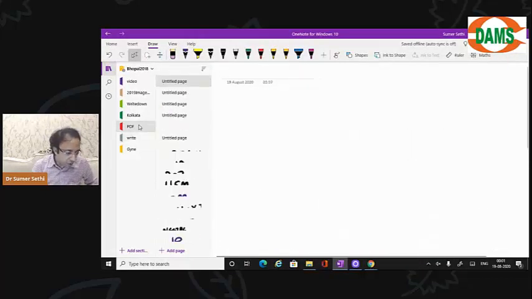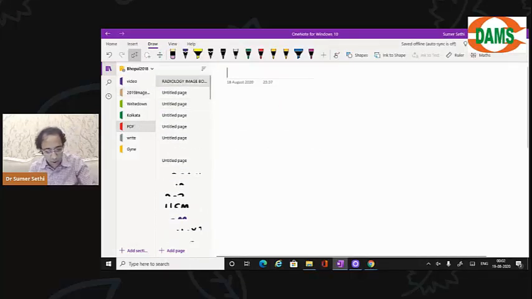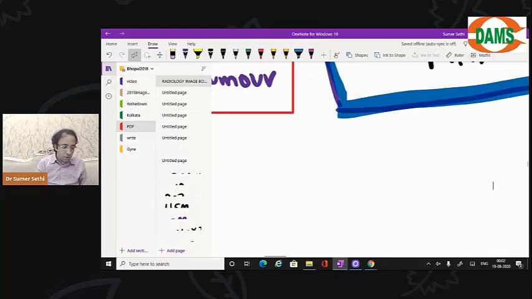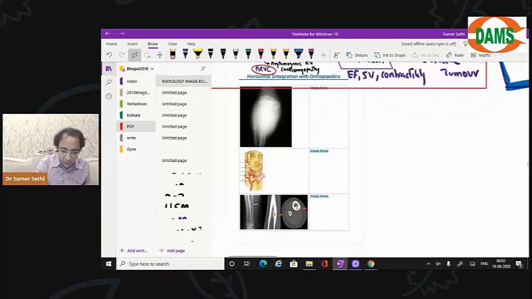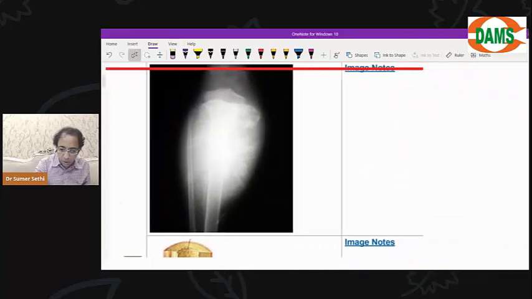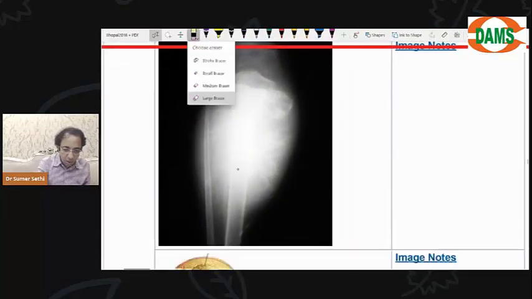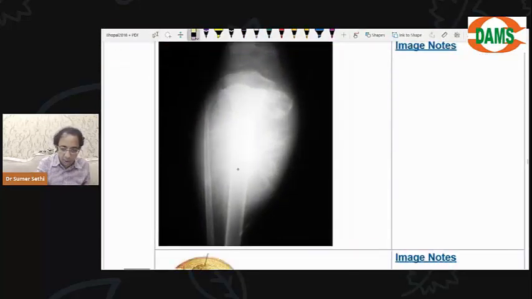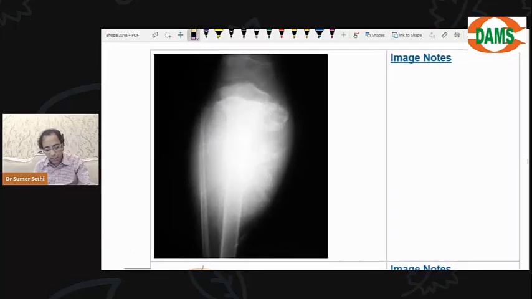Okay, Ewing's also will show Codman triangle. Now, once you are able to see this, I will now show you some X-rays to make sure that we really understand the concept. Okay, let's see the first X-ray on a bone X-ray. Now, so far we have only seen the brain and the lungs and the heart. Let's see the bone.